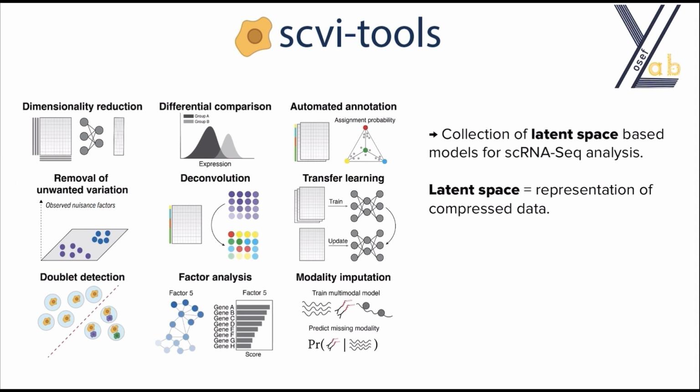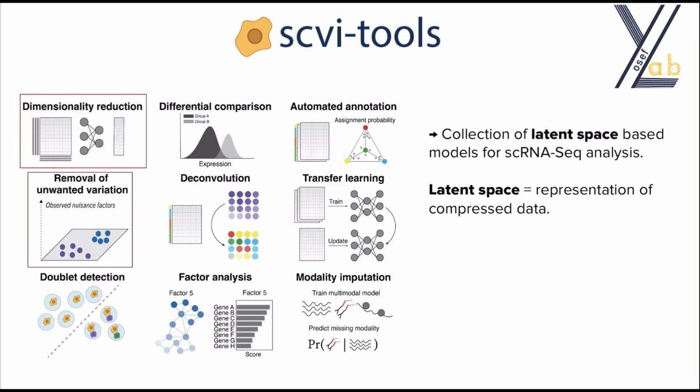scVI-tools is a Python package and a collection of latent space-based models for single-cell data analysis. A latent space is a lower dimensional representation of compressed data. These models can therefore perform some dimensionality reduction and removal of unwanted variation, such as correction of batch effect.